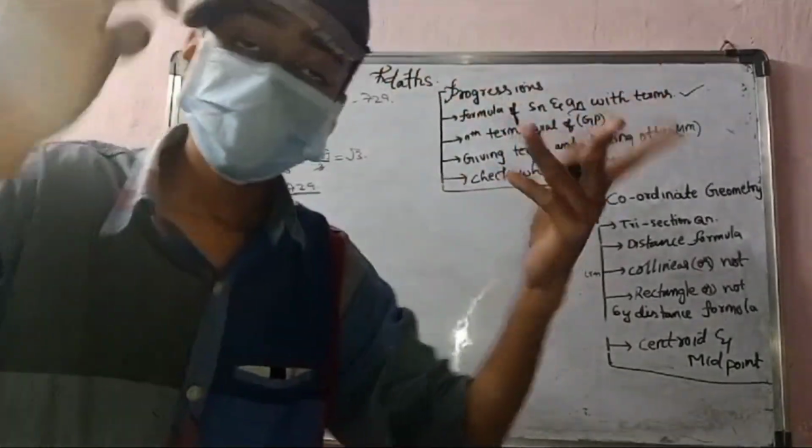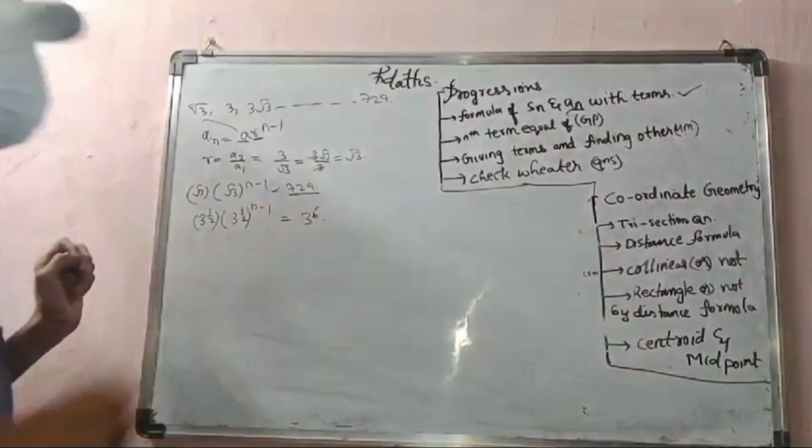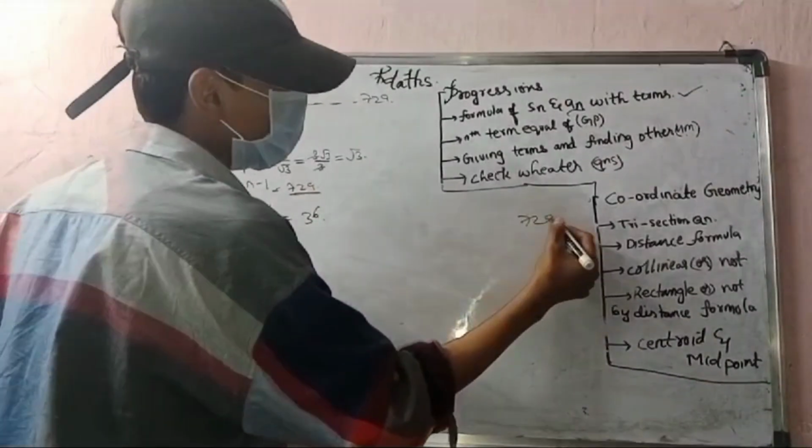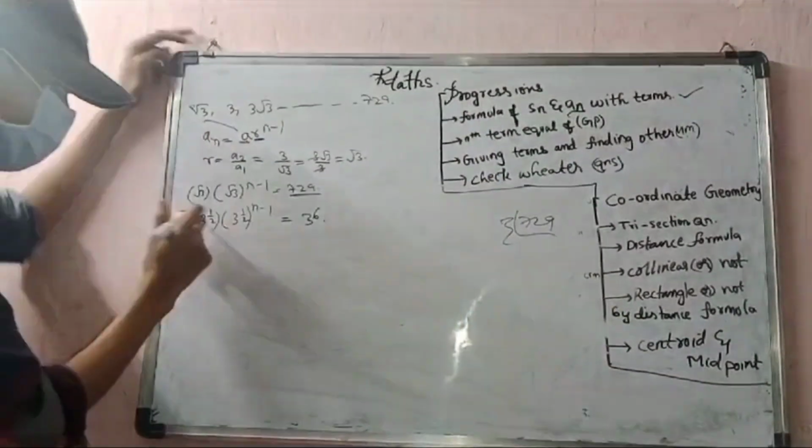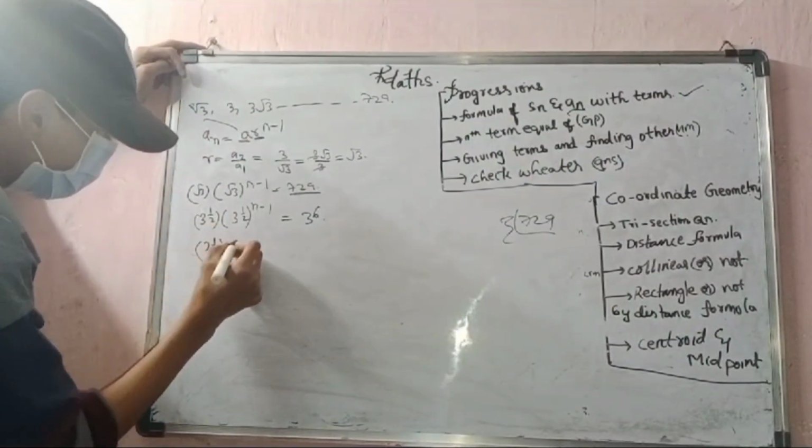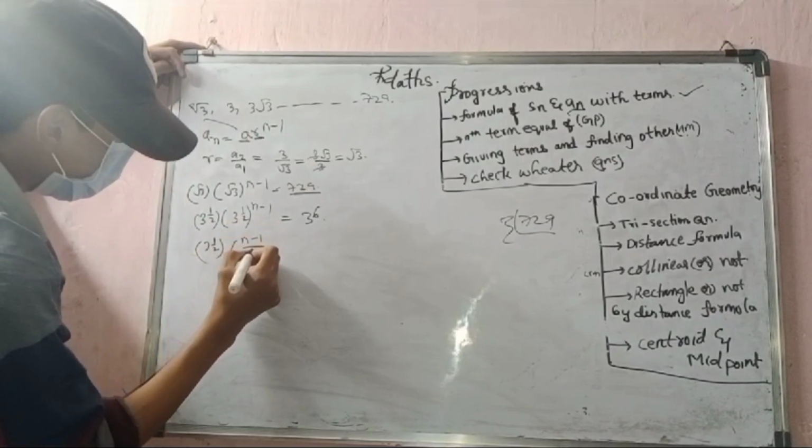3 cube whole square, so 3 power 6. Like this you should think. Or you can do it by prime factorization. Clear? Now 3 power 1 by 2 into 3 power n minus 1 by 2.